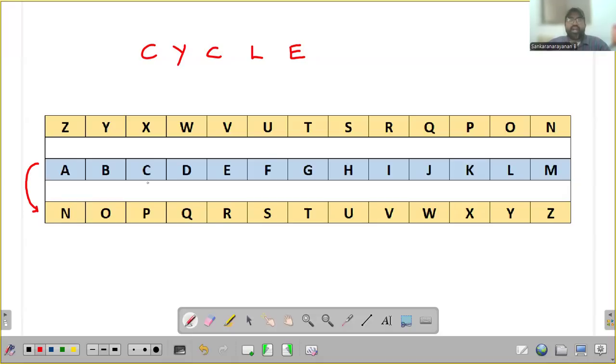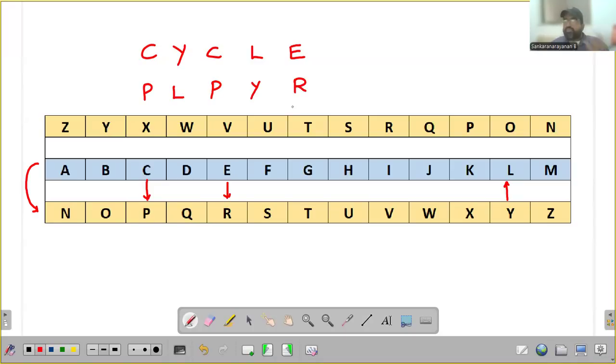So this word, cycle, if I am following this logic, can be coded as follows. C can be coded as P. Y will be coded as L. C will be coded as P again. I can see that L will be coded as Y. E will be coded as R.